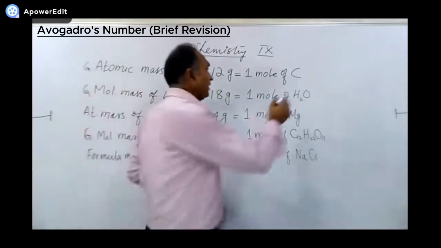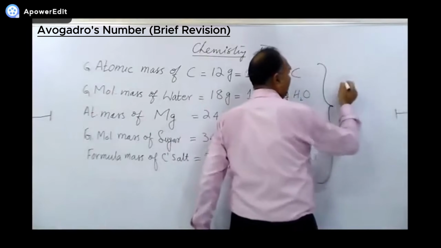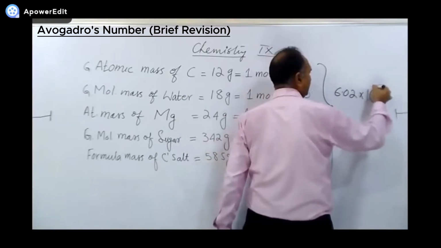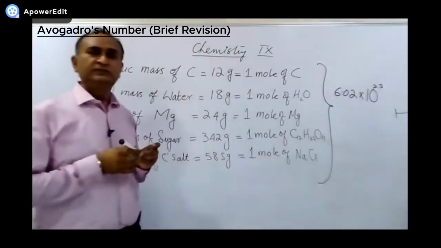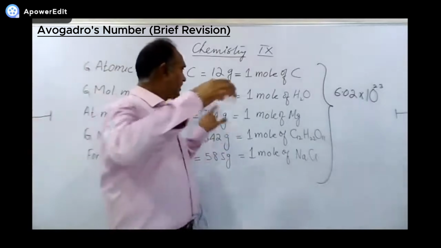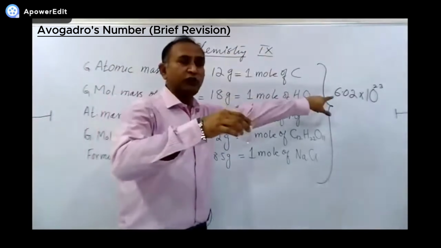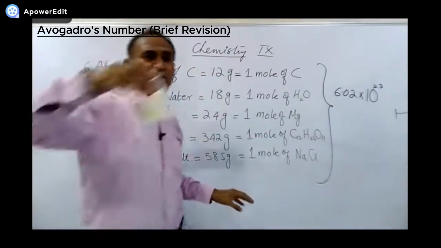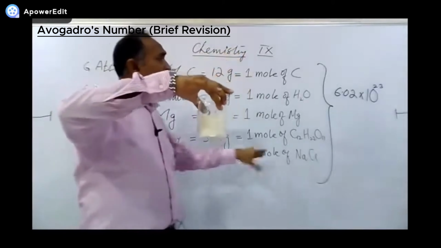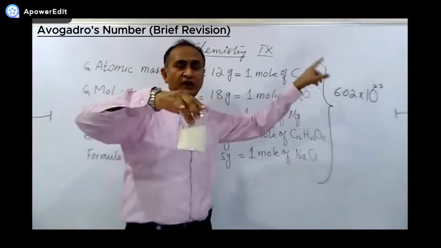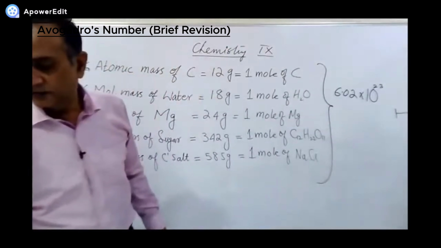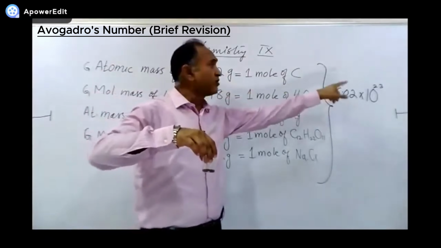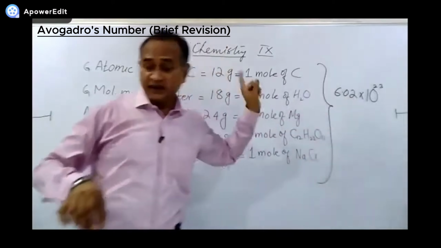then in all of these, 6.02 into 10 raised to power 23 particles. It means 18 gram of water contains 6.02 into 10 raised to power 23 water molecules. 342 grams of sugar contains 6.02 into 10 raised to power 23 sugar molecules. 12 gram of carbon contains 6.02 into 10 to the power 23 carbon atoms.